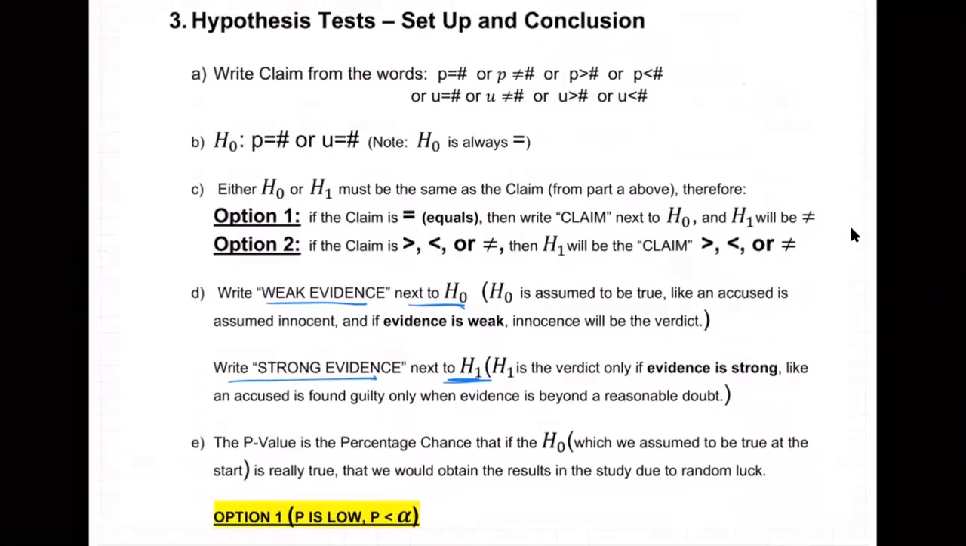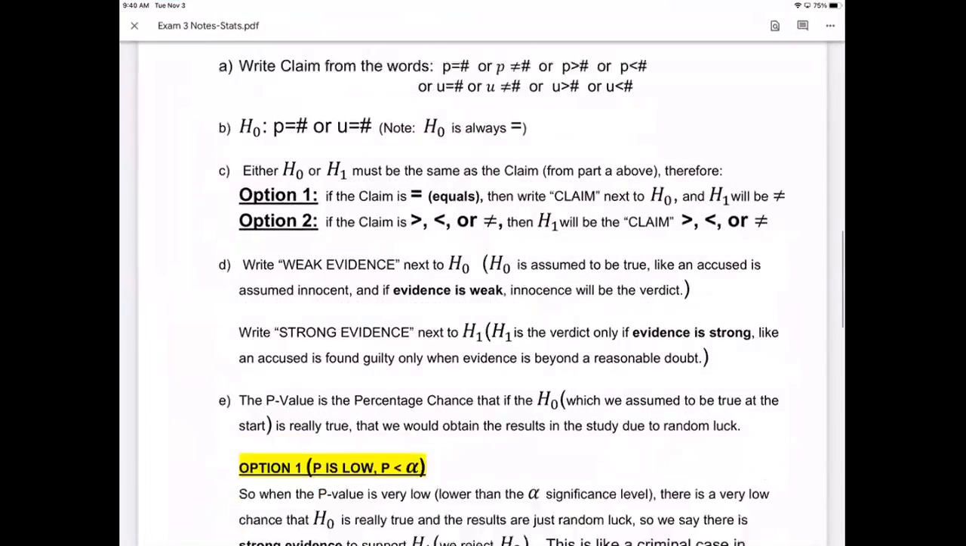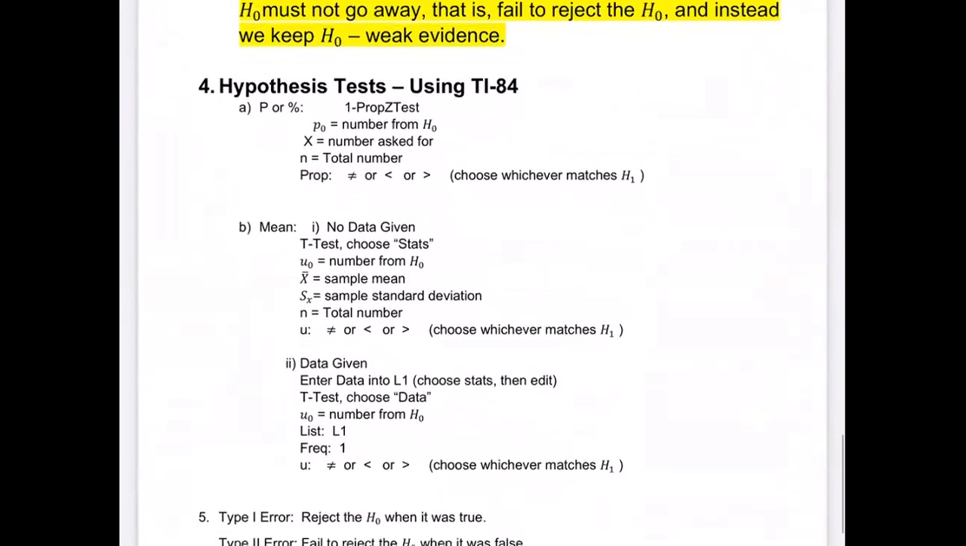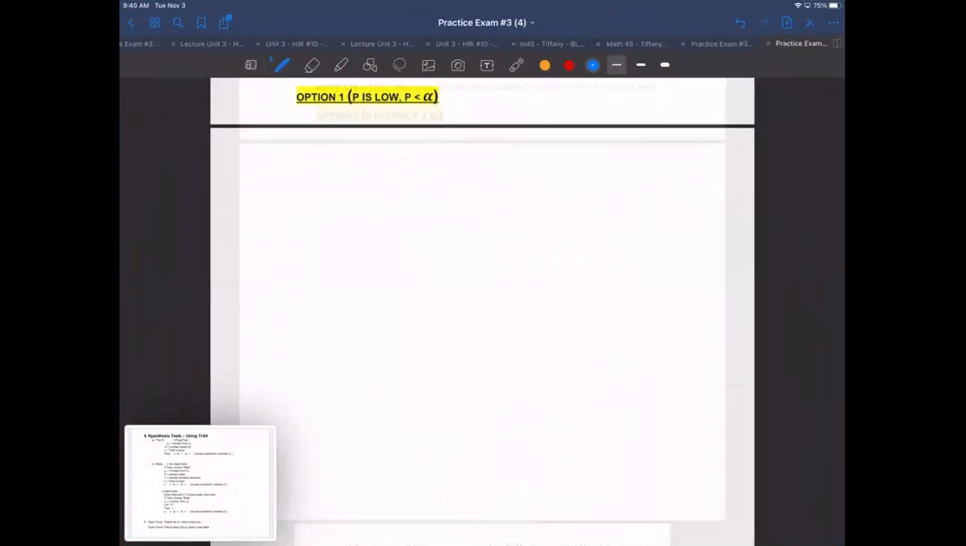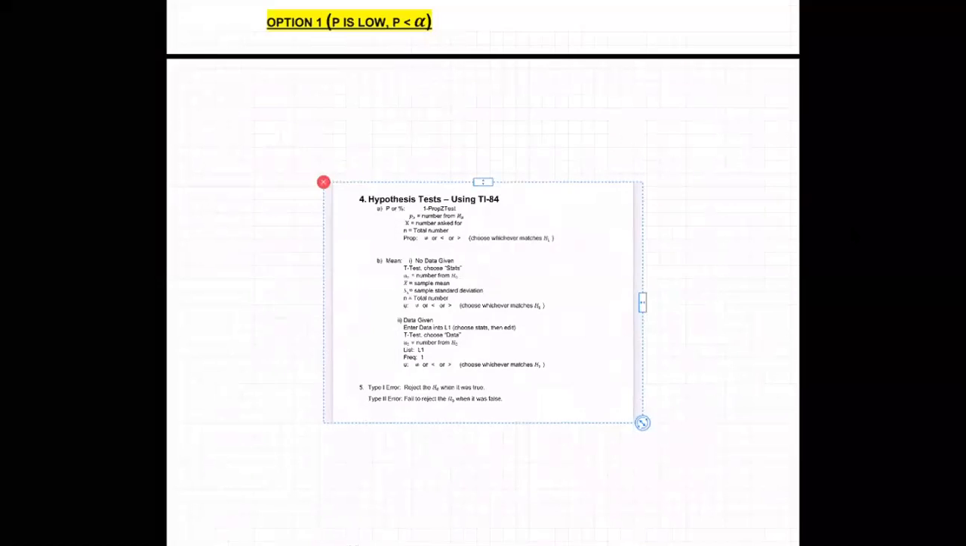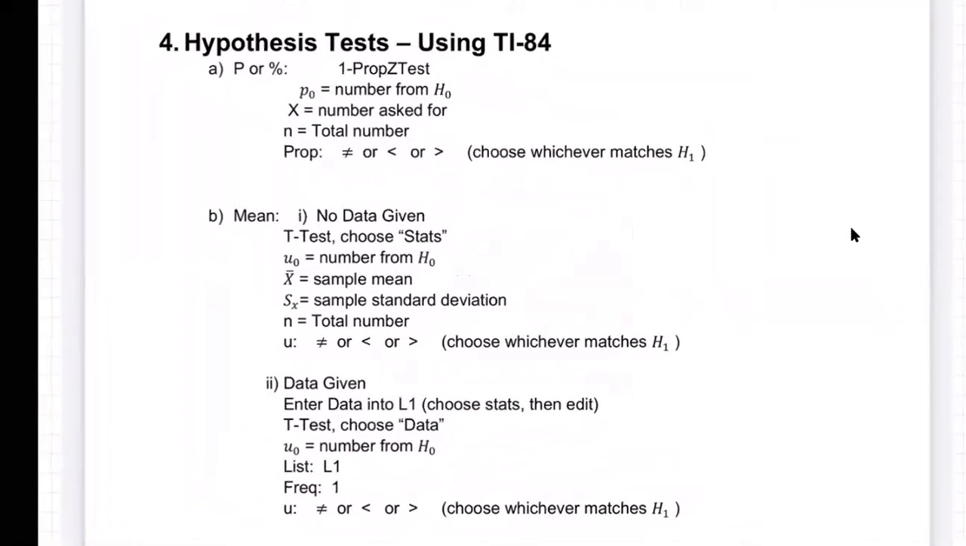So now we're going to go to our calculator. So let me add a page here, and we'll go to our calculator stuff, which is down here. Hypothesis test using the calculator. So I'll put that back in here for us. Okay. All right, so hypothesis test using our calculator. What are we gonna do? Do we have a P percentage? We do, right? Use one prop Z test. See how that's test? One prop Z test. That's where we're going.